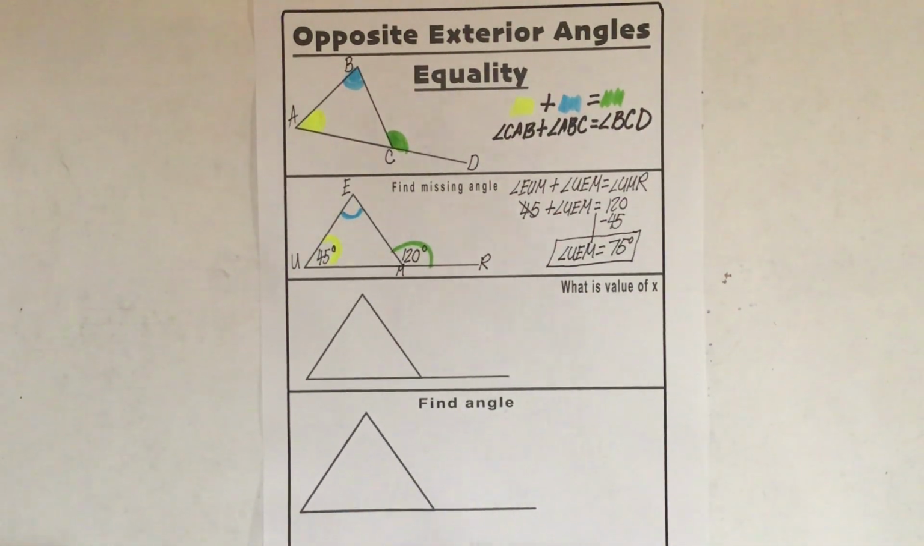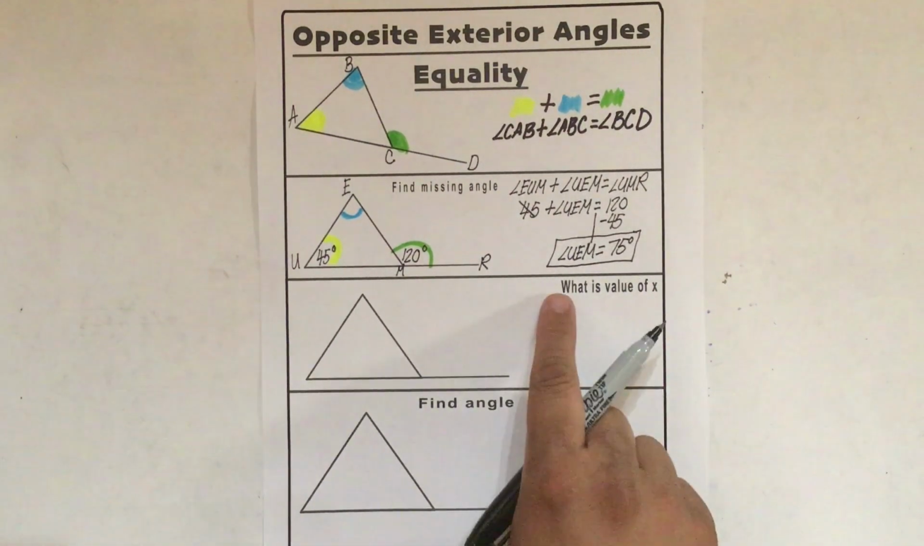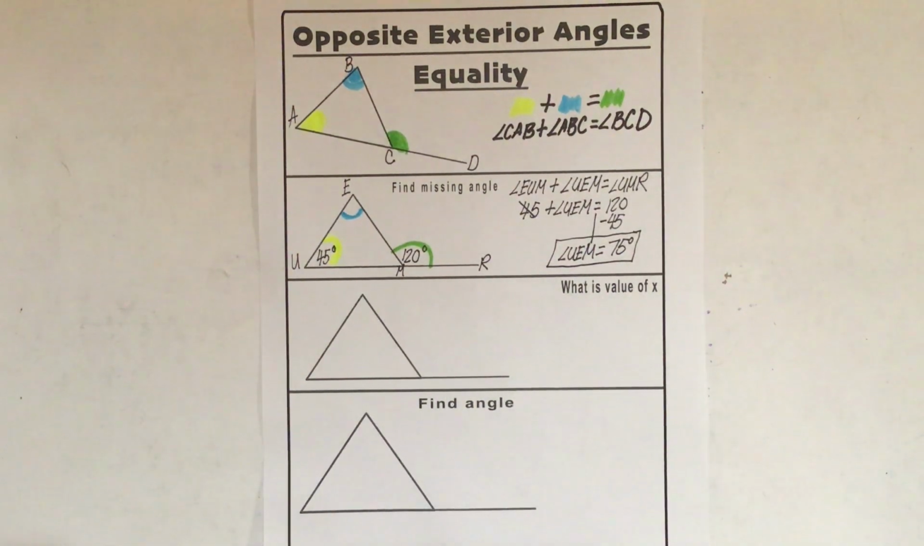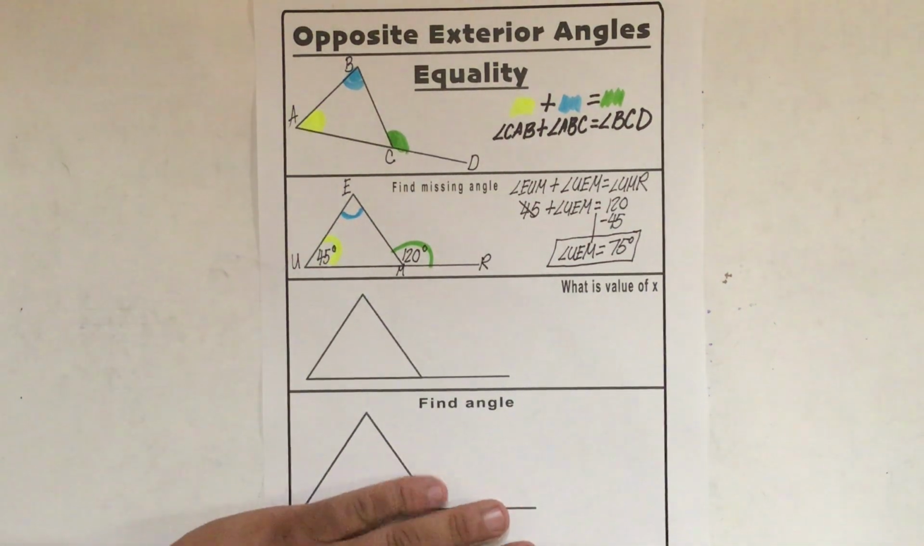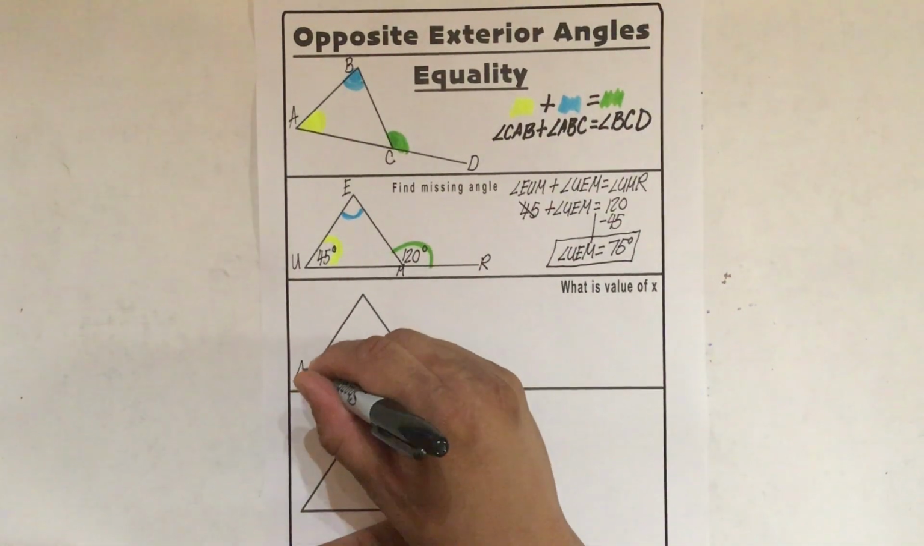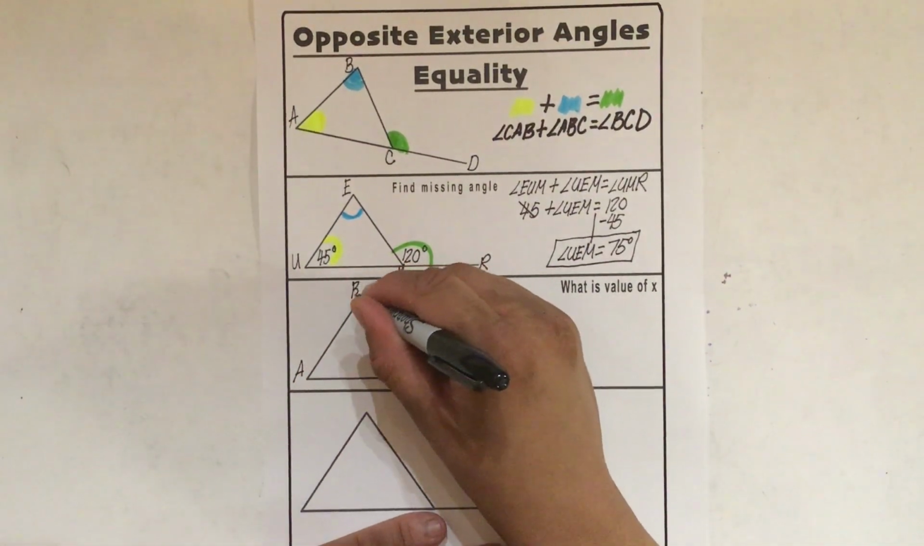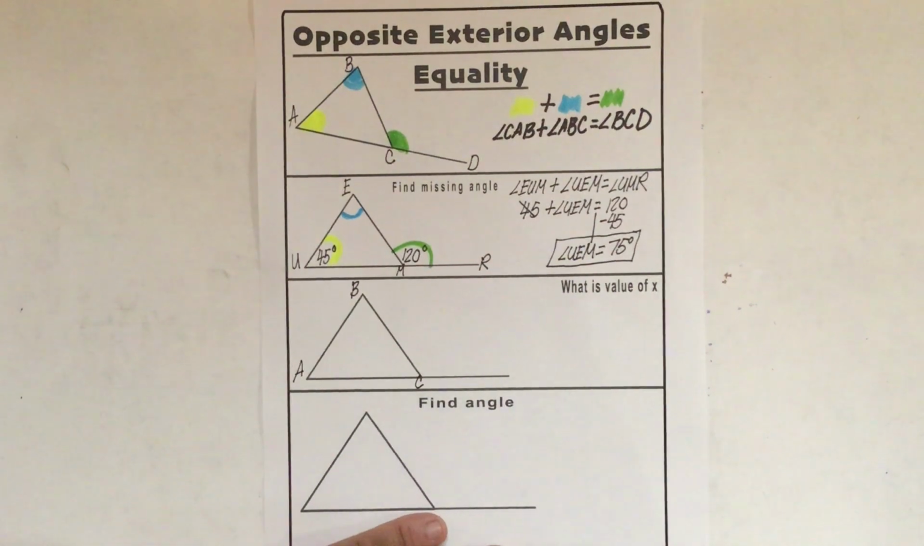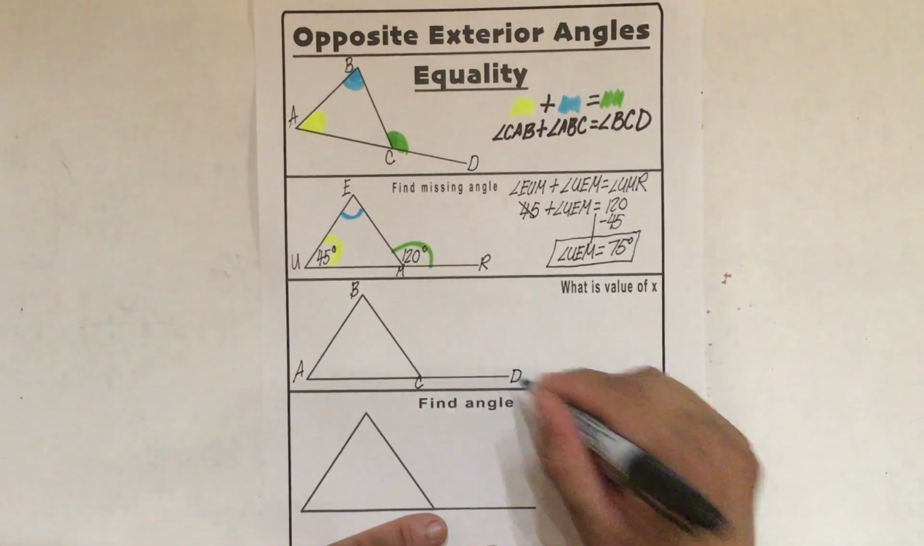Okay. Now this one was for finding a missing angle. Now what we're going to do is find the value of x. That statement should sound familiar. This is what we did in the previous assignment. For the interior angles, we found the value of x. We're going to do the same thing here. Okay. So I'm going to name this triangle ABC, and this is D.